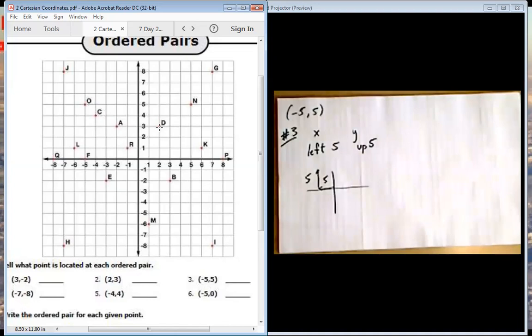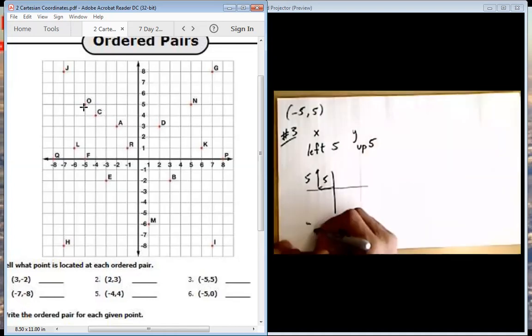Diane, you okay with that? Okay. Then looking at the screen, go left 1, 2, 3, 4, 5 puts us left 5, at F, but then we have to go up by 5. So it goes 1, 2, 3, 4, 5. And so there we are. The letter for number 3 is O, like that.